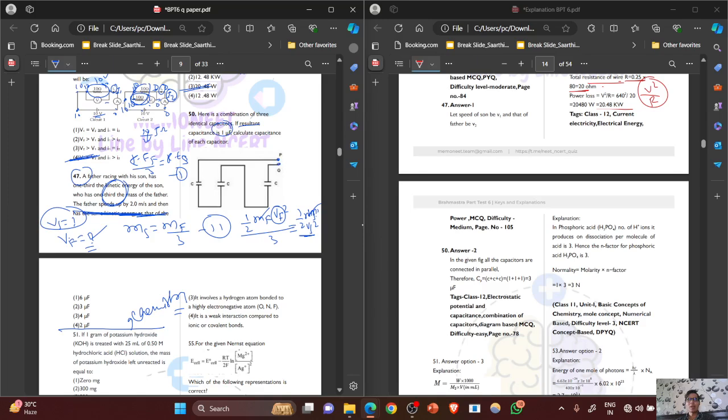The potential is between these points. Let's suppose it's V voltage here and 0 voltage here. So all are in series like this, all in this way. That means the equivalent capacitance will be C by N. So just use this formula.